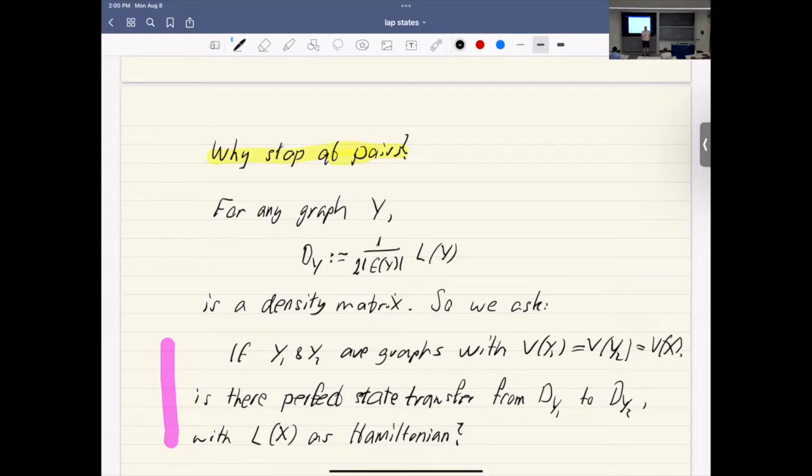Now, in this context, my Hamiltonian is going to be the Laplacian. You're actually free to use other things. I don't know what happens, but it seems natural when you're using Laplacian states to use the Laplacian Hamiltonian, but that's the strongest reason I have for doing that. And so this is the setup.